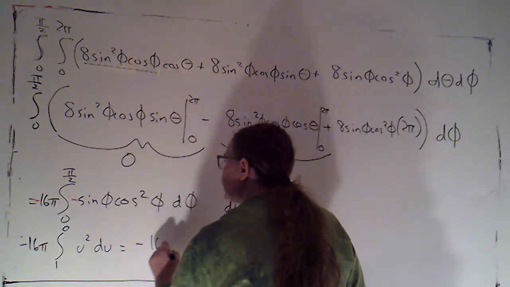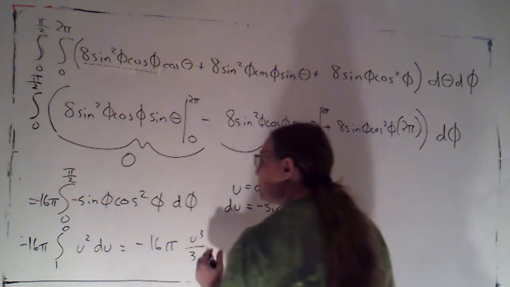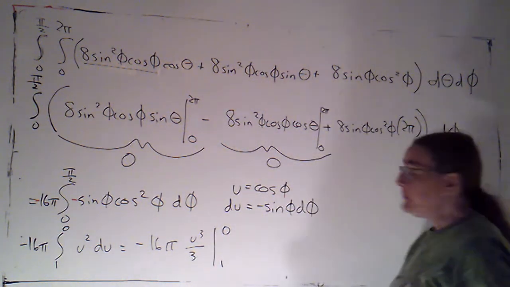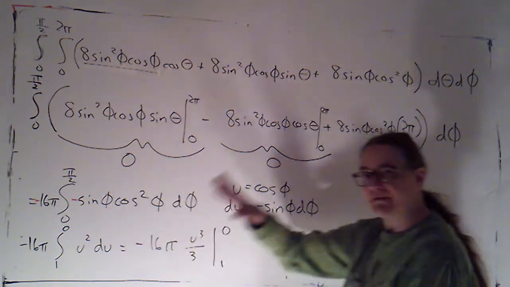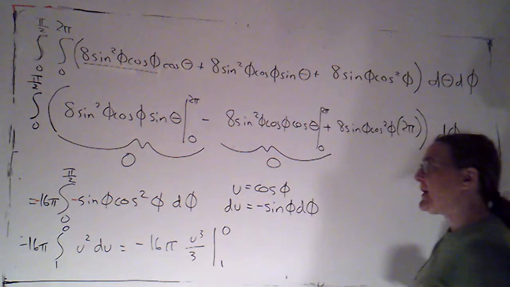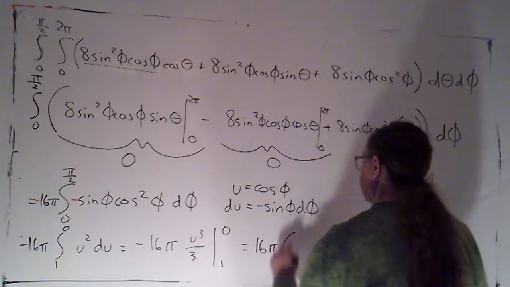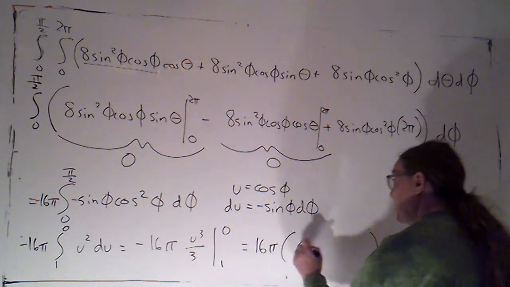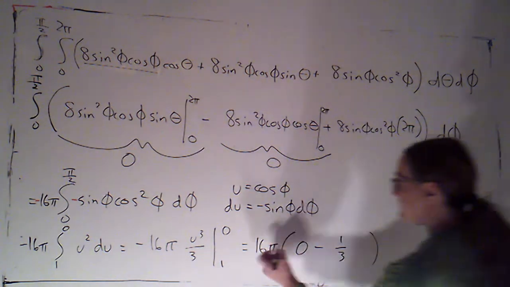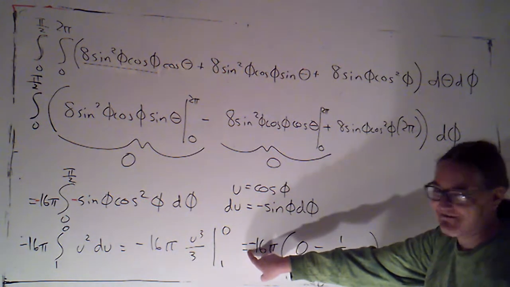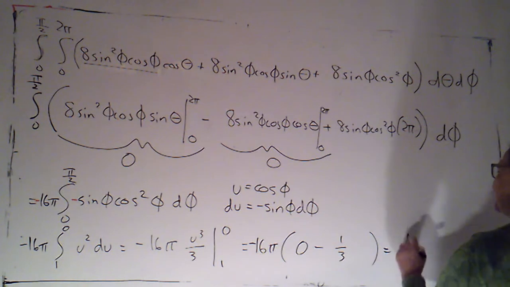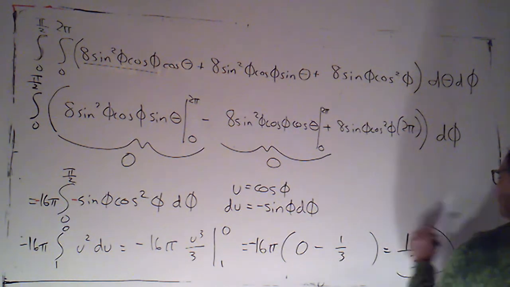So that's negative 16 pi, u cubed over 3, evaluated between 0 and 1. Do be careful. You could have, if you wanted to, used that negative sign to switch the limits of integration to be going from 0 to 1. I kept it there, so 0 is my upper limit of integration. So this is 16 pi times what I get at 0 is 0 minus what I get at 1 is 1/3. I'm sorry, it's negative 16 pi times 0 minus 1/3. Now those two negatives cancel, and so we get 16 pi over 3.